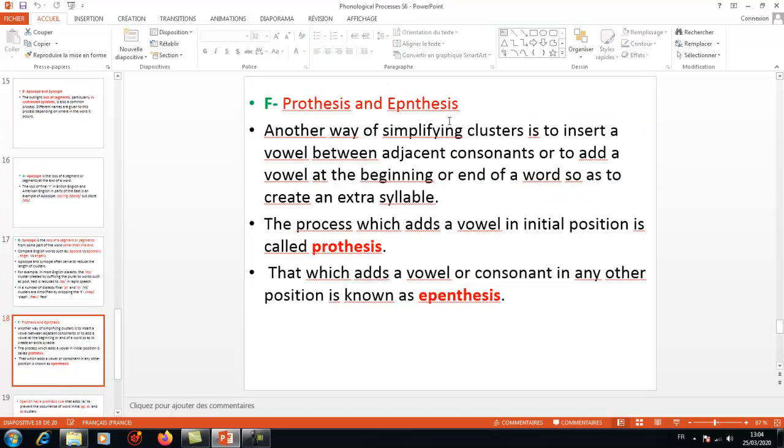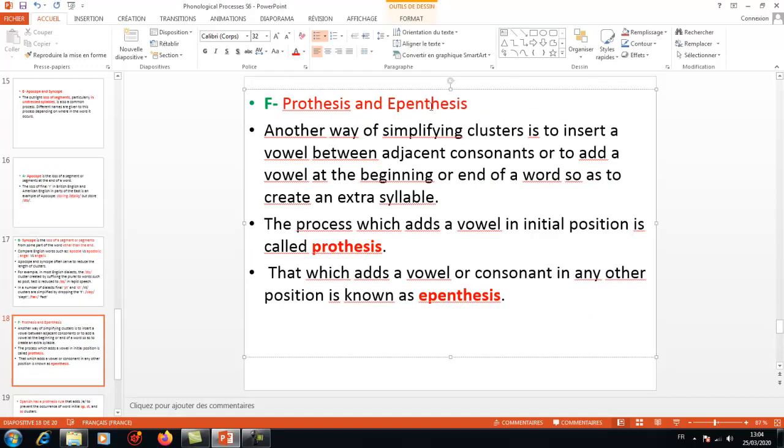Now, prothesis and epenthesis. Another way of simplifying clusters is to insert a vowel between adjacent consonants or to add a vowel at the beginning or end of a word so as to create an extra syllable. The process which adds a vowel in initial position is called prothesis. That which adds a vowel or consonant in any other position is known as epenthesis.